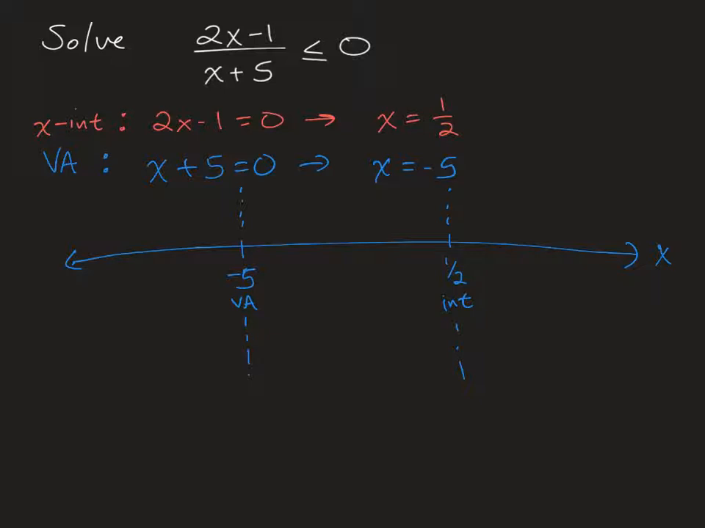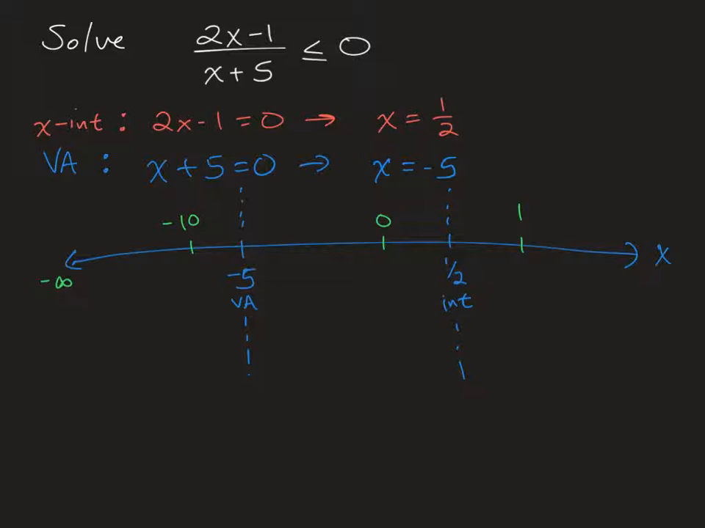So pick test values, right? We see between negative infinity and negative 5. Maybe we pick, I don't know, let's pick negative 10 this time. Why not? In between negative 5 and 1/2, I'm going to pick 0. 0 is always nice. And then I can also pick 1 to the right of 1/2. Cool.